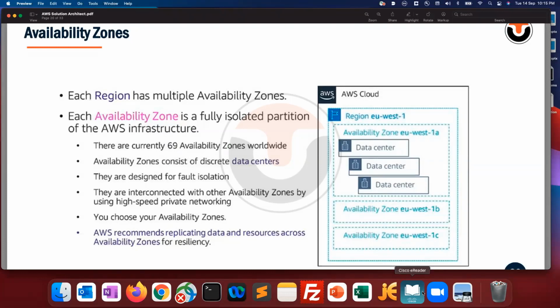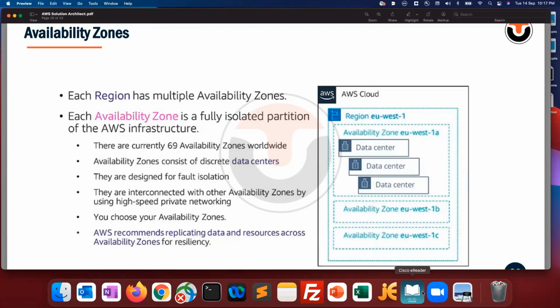Availability zones consist of discrete data centers. In a single region, you may have multiple data centers. They are designed for fault tolerance. They are interconnected with other availability zones by using high-speed private links on the AWS backbone network infrastructure. As a solution architect or as an administrator, you can pick the availability zone. AWS recommends replicating the data across availability zones for resiliency purposes.